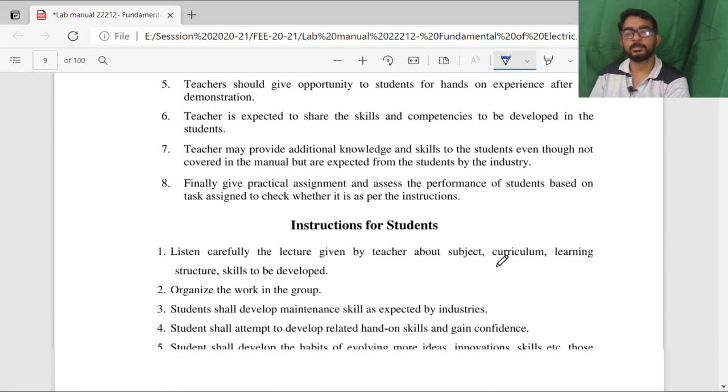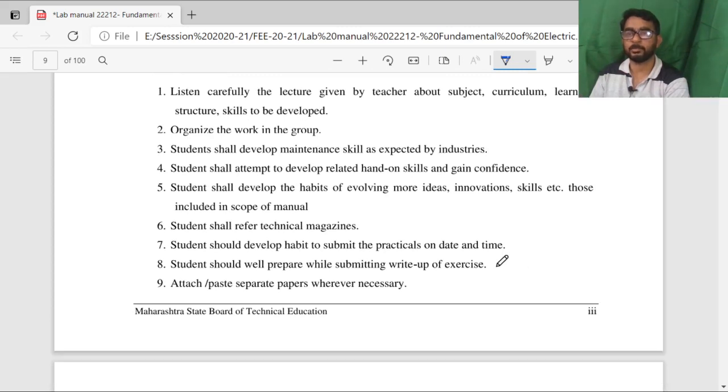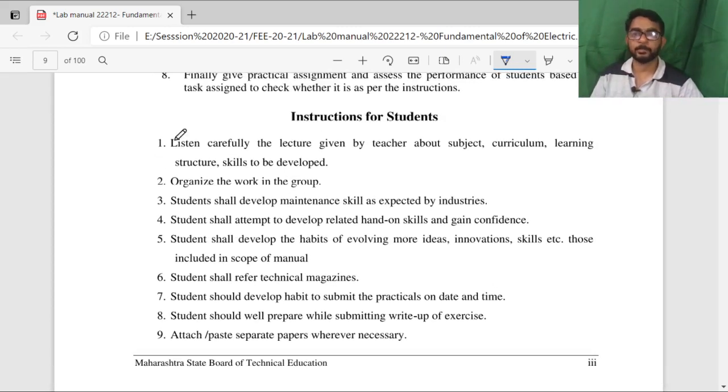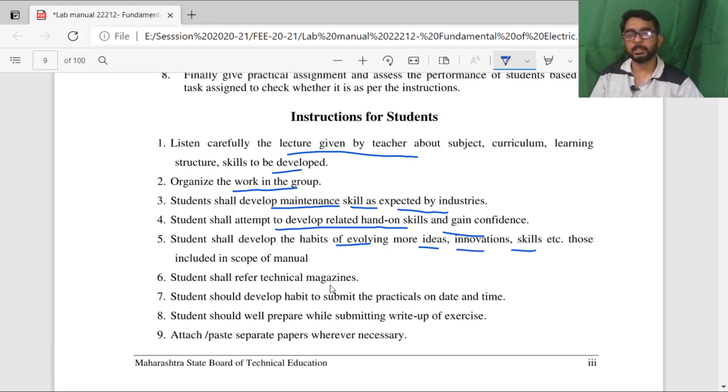These are the guidelines, the instructions for the student. Listen carefully to the lecture given by the teacher about the subject, curriculum, and the learning and skills to be developed. Organize the work in a group. Students shall develop maintenance skills as expected by the industry. Students shall attempt to develop related hands-on skills and gain confidence. Students shall develop habits of evolving more ideas, innovation skills, etc. Students shall refer to technical magazines and develop the habit.